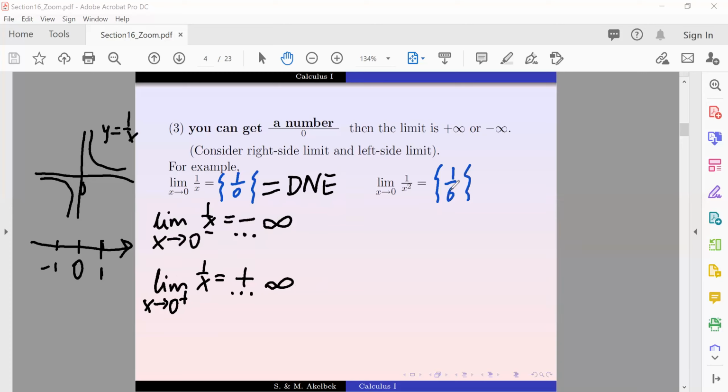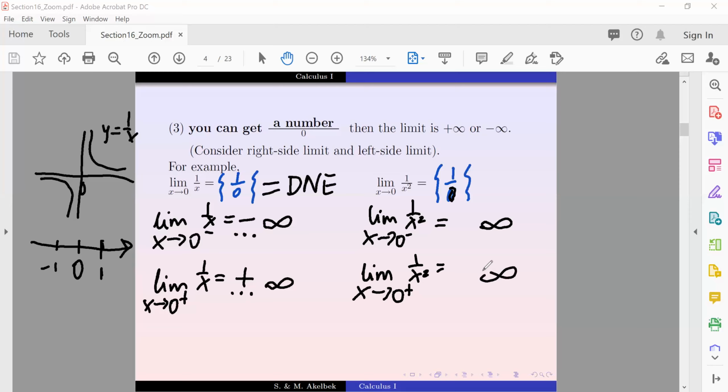Okay, so we're moving on. This one is, of course, 1 over 0. So we need to consider the left side limit and right side limit. As x goes to 0 from the left, 1 over x squared, we know that it's either positive or negative infinity. And the limit as x goes to 0 from the right, 1 over x squared, we also know it's either positive or negative infinity.